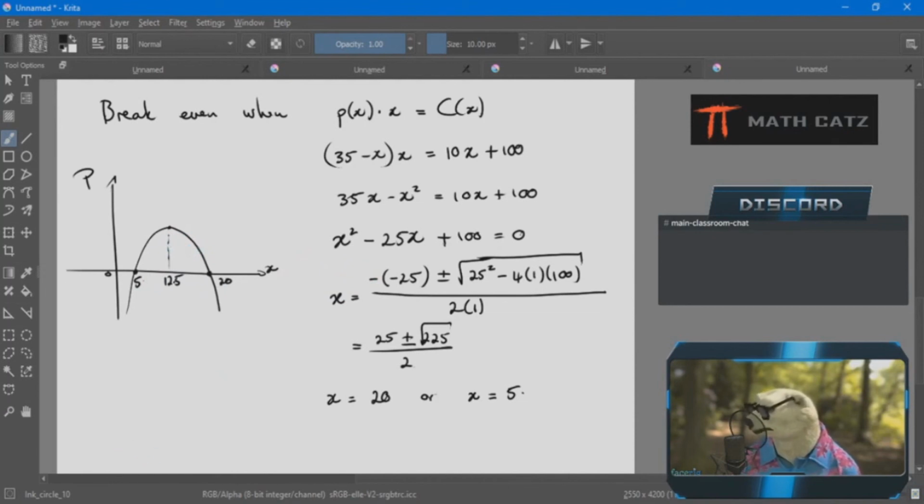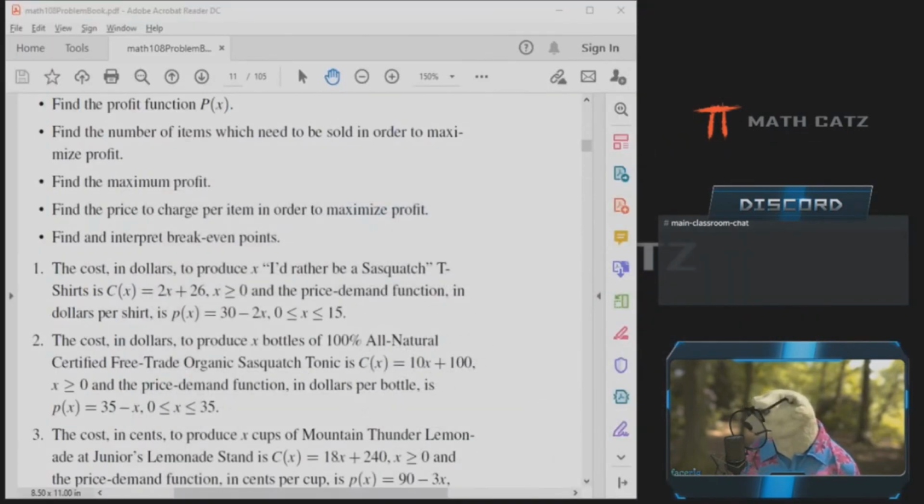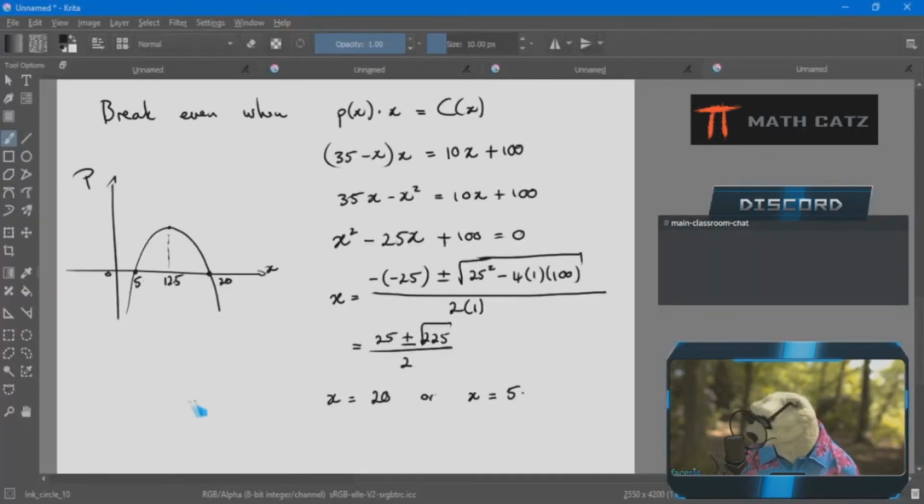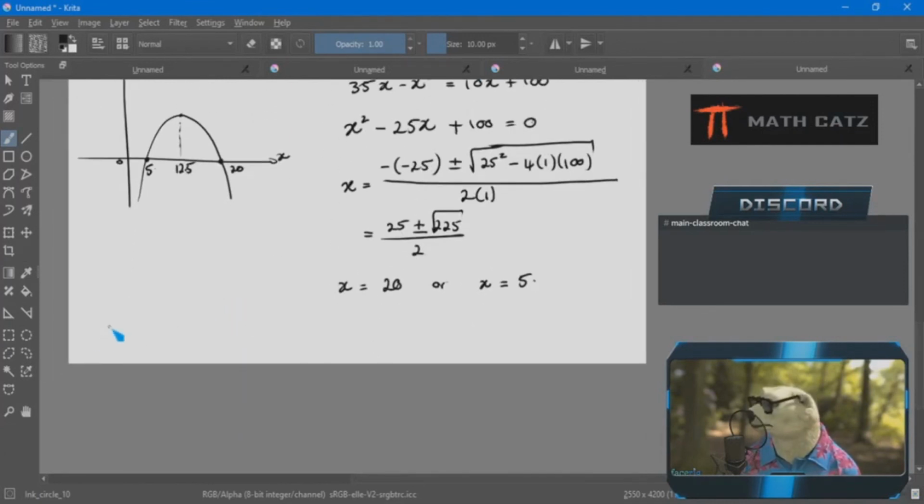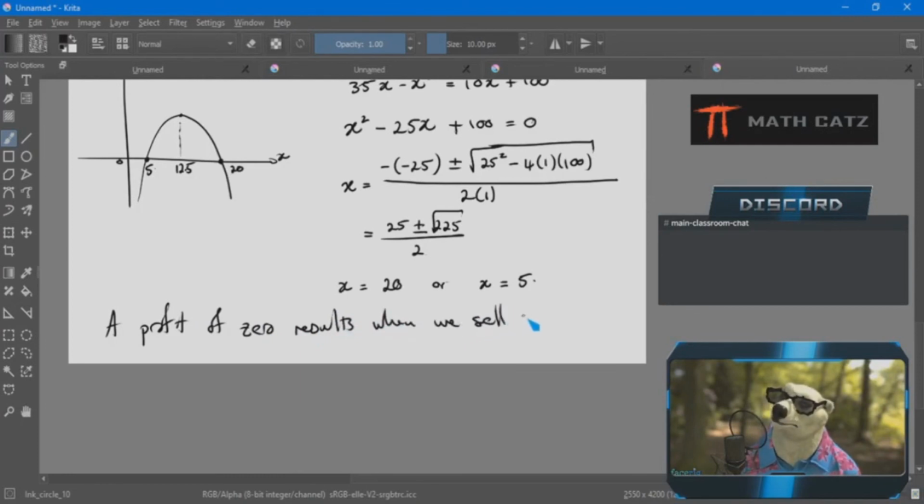So let's just exactly see what they want. Find and interpret the break-even points. Okay. Ooh, just enough space. Let's say like this, a profit of 0 results when we sell 20 or 5 items. There we go. Or a similar sentence. Hopefully you get the idea.